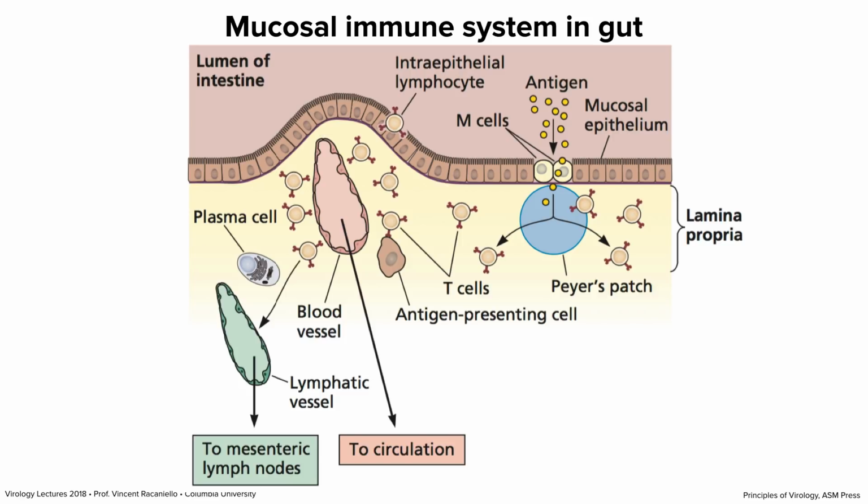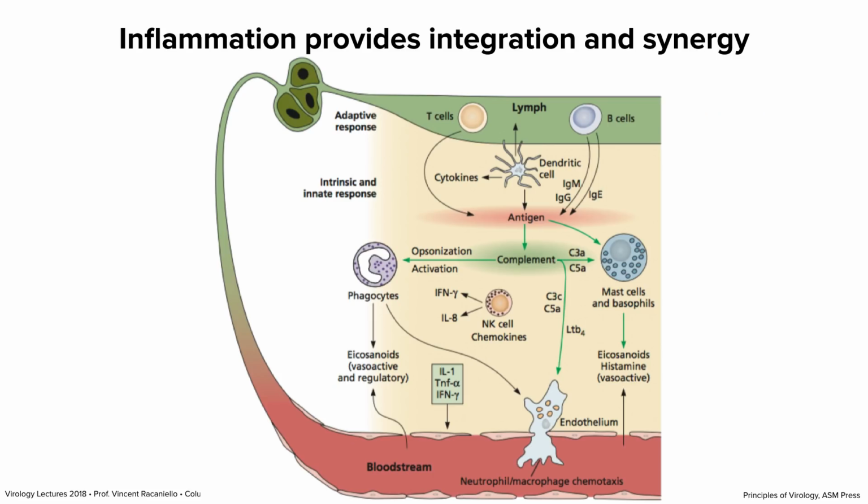So there are lots of very specialized areas of immune systems all over us. And let me end by just telling you again that inflammation is what integrates the innate with the immune system. The innate system detects that there are foreign antigens present. The dendritic cells communicate with the adaptive system in the lymph node, and that gets everything going. And here's a diagram that kind of puts that in perspective.